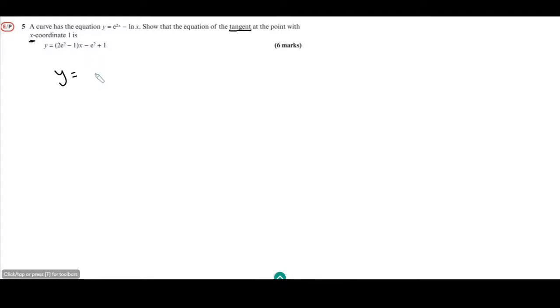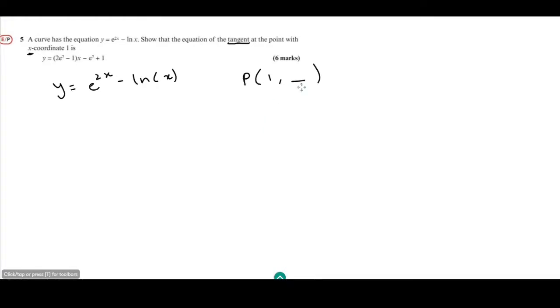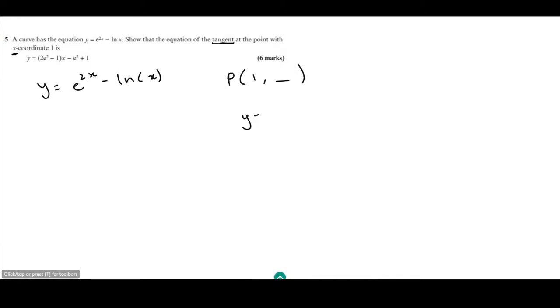So we have y equals e to the power of 2x minus ln of x, and let's call this point P again. We have P where the x coordinate is 1 and we don't have the y coordinate yet. It's pretty simple to find the y coordinate. All we have to do is substitute in this x value into here. So let's do that first. We have y equals e to the 2 times 1 minus ln of 1. In other words, we have y equals e squared minus ln of 1, which is 0, so e squared. So we found out that our y coordinate is e squared.